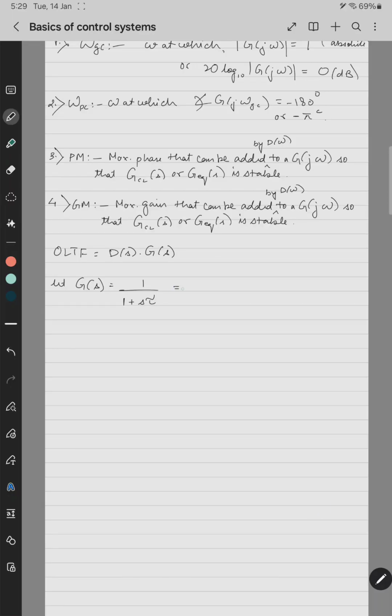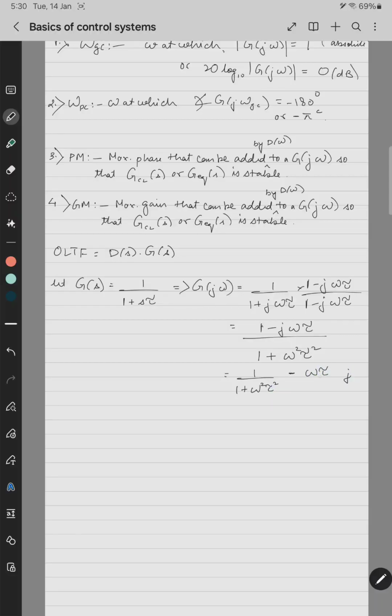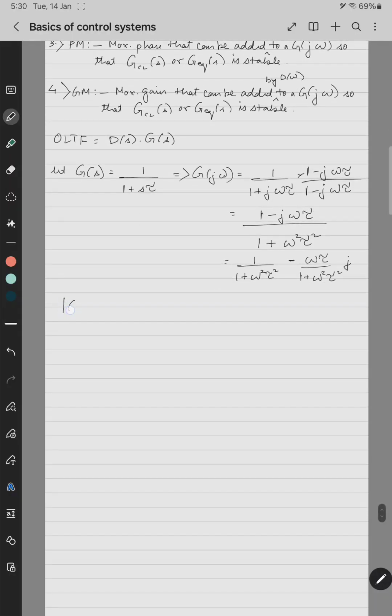If we write it as G of j omega, substitute and separate out the real and imaginary parts, it will be 1 by 1 plus j omega tau. If you multiply by 1 minus j omega tau on both sides, the denominator becomes a square plus b square, that is 1 plus omega square tau square. So it will be 1 by 1 plus omega square tau square minus omega tau into j by 1 plus omega square tau square. So what is the gain?